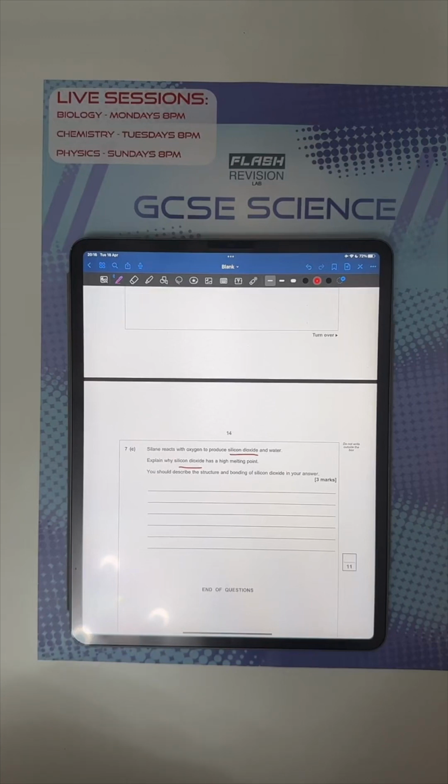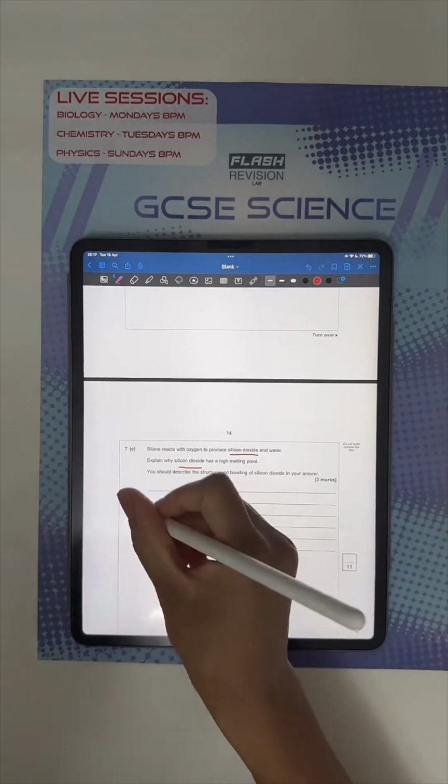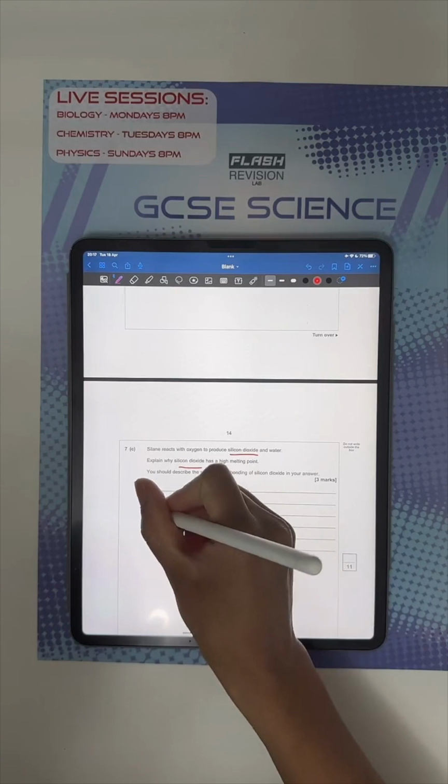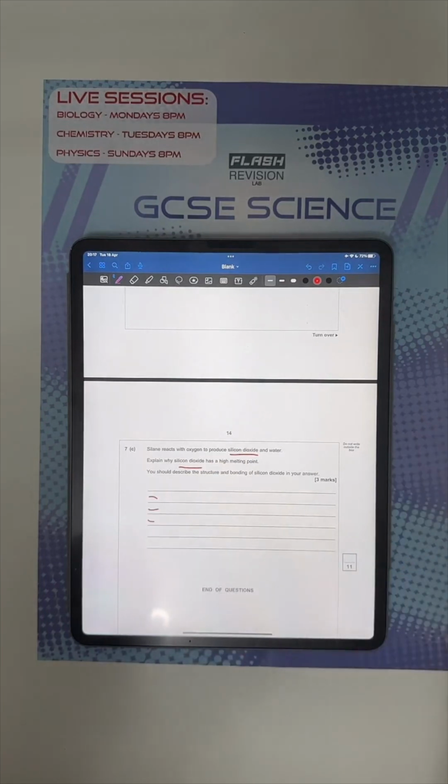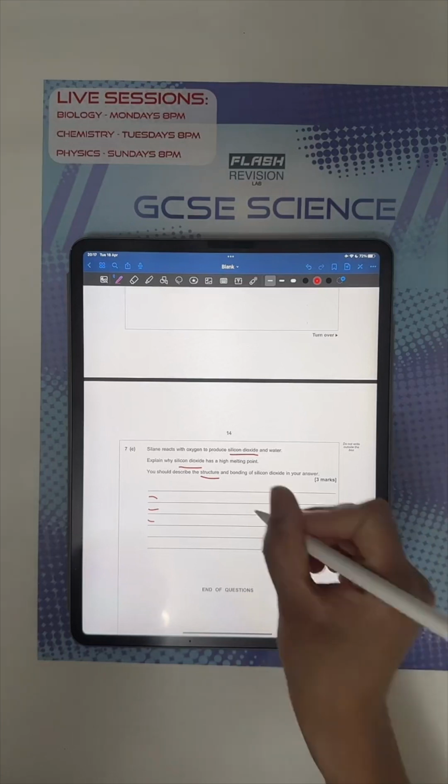Any questions? What do you guys think the 3 marks will be then? We've got 3 points to mention. It says you should describe the structure, we've just mentioned it, and the bonding.